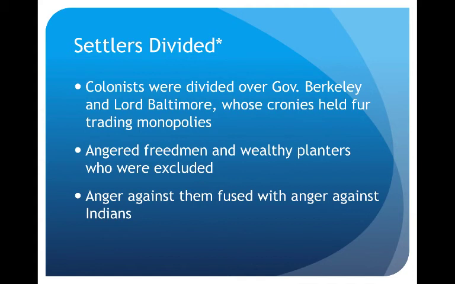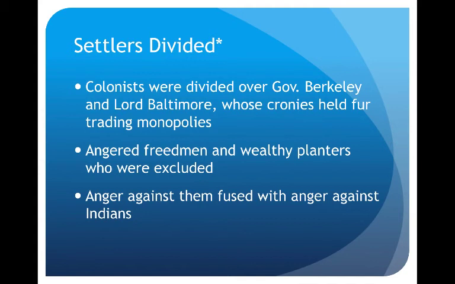A lot of colonists were also angry over Virginia Governor Berkeley and Maryland's Lord Baltimore because they controlled the trade with the Native Americans. They held fur trading monopolies. And the sense among many colonists was that they were left out, they were excluded. They wanted to get ahead in business too, but they couldn't because the governments of Virginia and Maryland were rigged against them. It was set up to reinforce the dominance of Berkeley, Baltimore, and their friends and cronies and the people at the top.